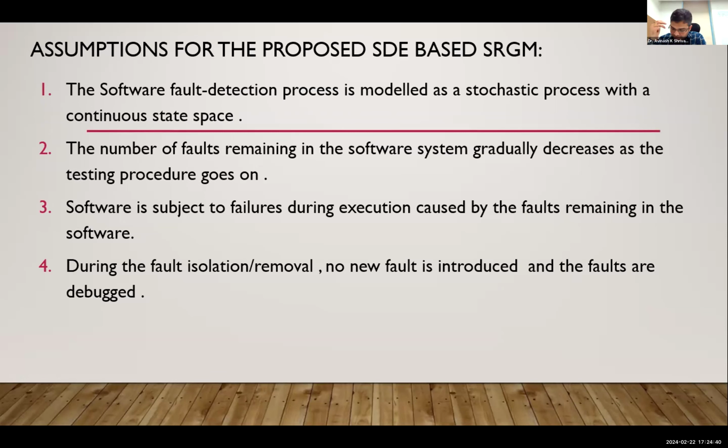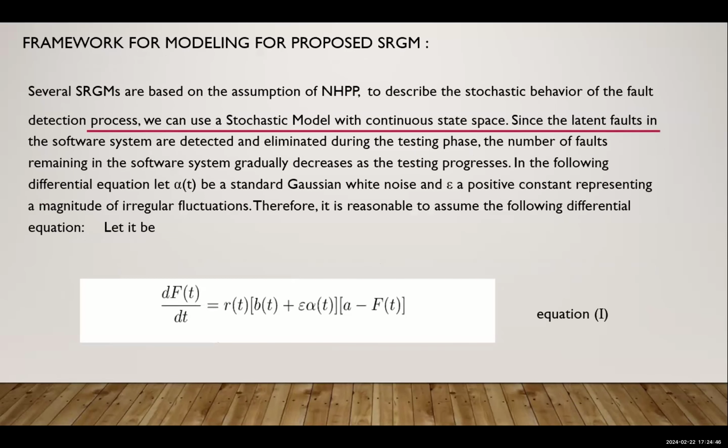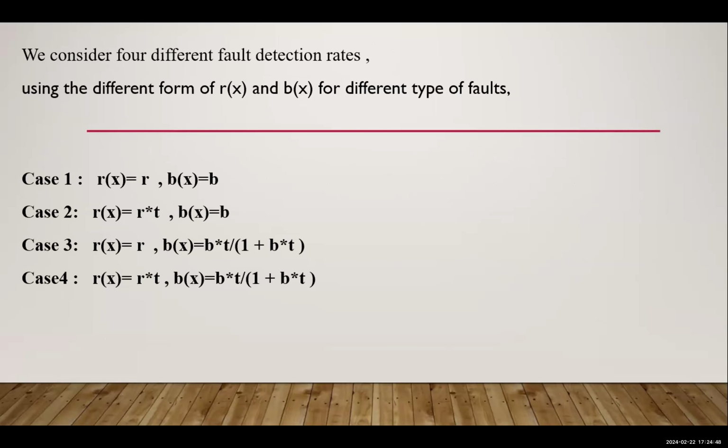Then go to the next part, the cases, where you mentioned Rx and Bx. Yes, sir. If you look at case number 3 and case number 4, I believe the function Bx has an error. It should be Bt by 1 plus B square T. It cannot be 1 plus Bt. It should be Bt by 1 plus B square T.